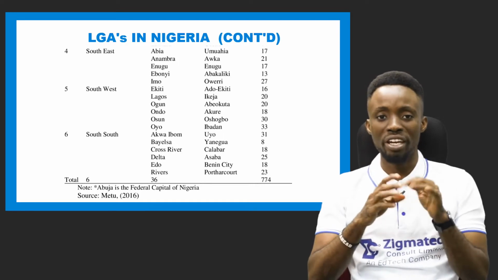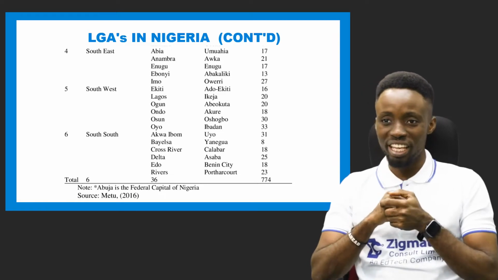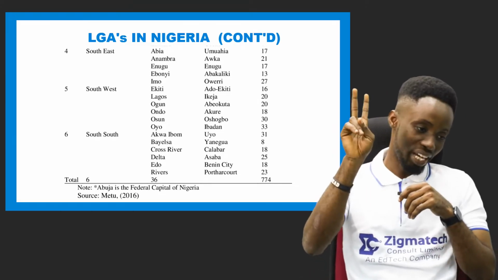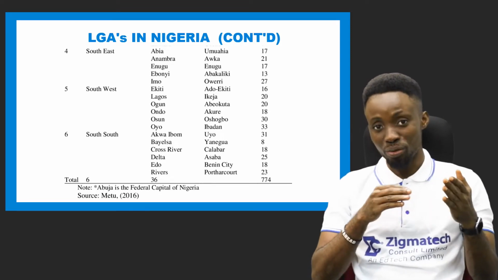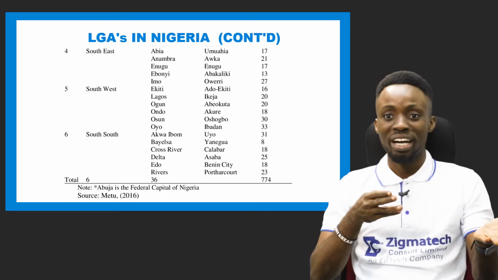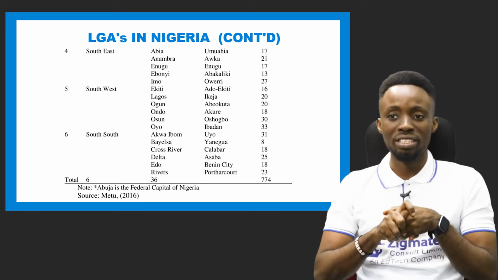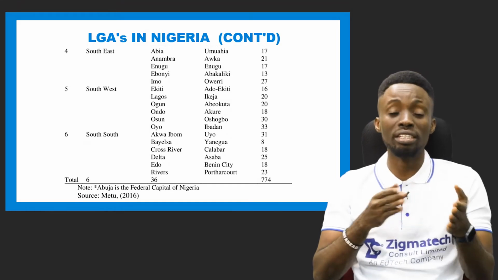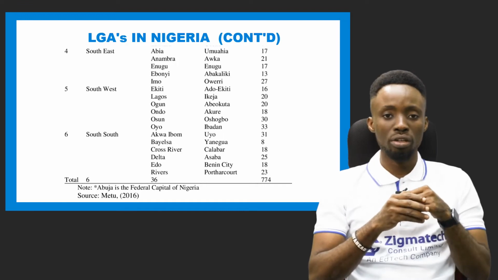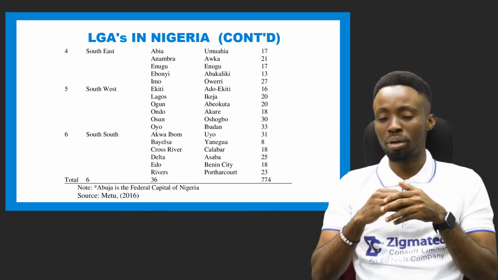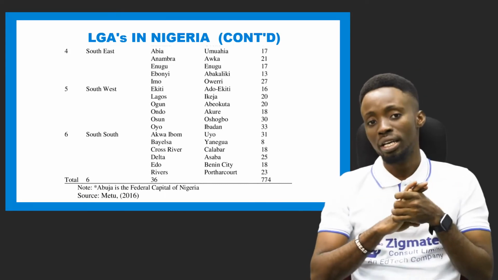Then we go to the riverine area of Bayelsa. Now, Bayelsa has just eight local government areas, and after the FCT, which has 6 municipal councils, Bayelsa is the next state with the least number of local government areas. And then in Cross River State, we have about 18 local government areas, and Calabar is the capital city there.